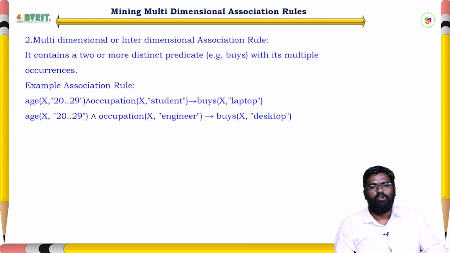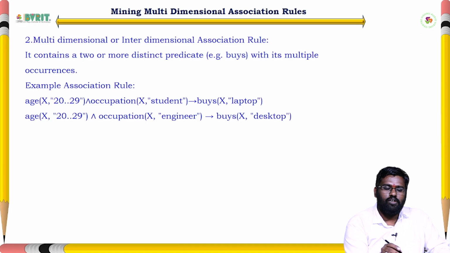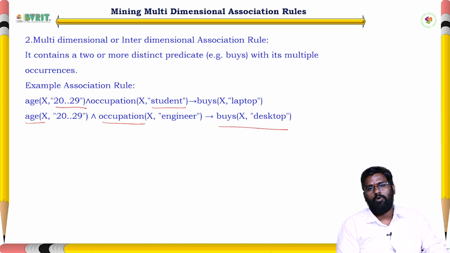Now coming to the second one, the multidimensional association rule. A multidimensional association rule contains more than one predicate. Here we will take one example. If the age is 20 to 29 and the occupation is student, then they buy a laptop. So at the age of 20 to 29, as a student, they need to buy a laptop. Here we are using 2 predicates, age and occupation. Based on these, finally we get buys of desktop or laptop.